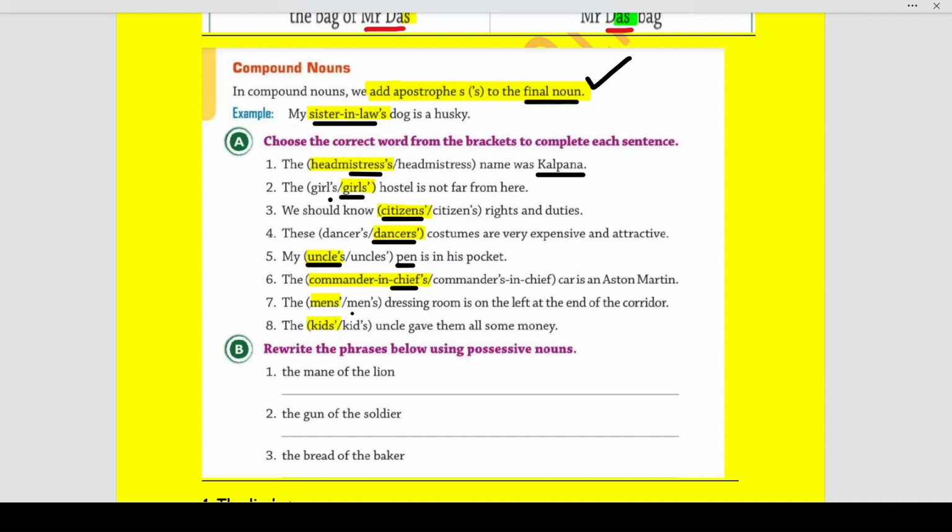The men's dressing room is on the left at the end of the corridor. Now see, men is the plural form of man. Now, because it is not ending in S, we will just add an apostrophe S after it.